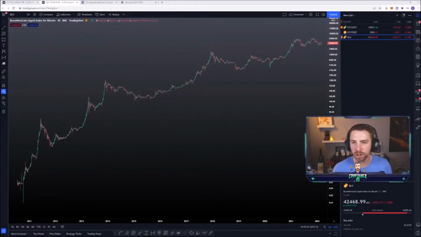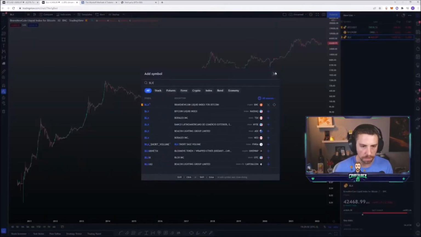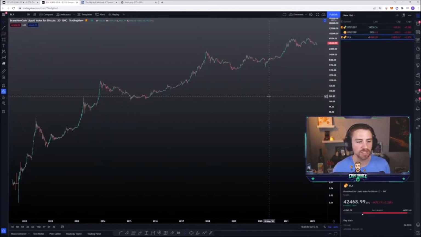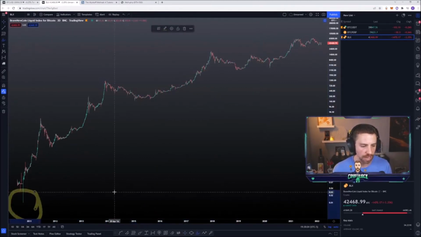So pay attention. What I'm showing is known as the BLX. Again, this is another symbol. You can just type in BLX and there it is right there, the Brave New Coin Liquid Index. Basically, this is the global average of the Bitcoin prices throughout history. You can see this goes back to 2011.